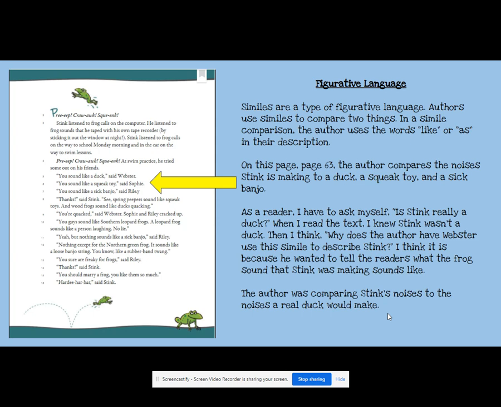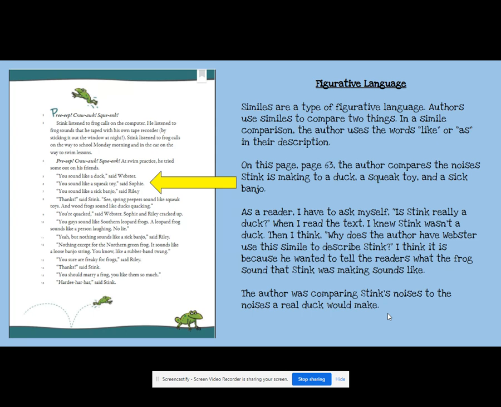So as a reader, as I was reading it, I had to ask myself, is Stink really a duck? Is he really a squeak toy? Is he really a sick banjo? And when I read the text the first time, I knew that Stink wasn't a duck. So I then think to myself, well, why does the author have Webster use this simile of a duck to describe the noise that Stink is making, or to compare what he sounds like to a duck?